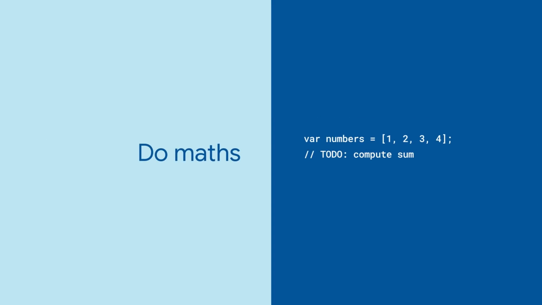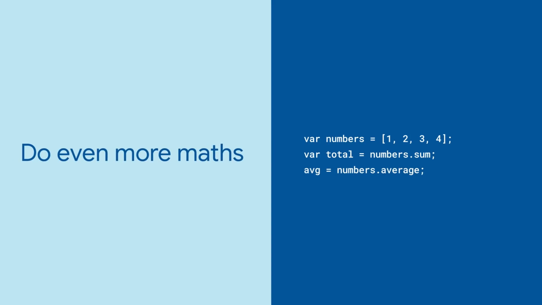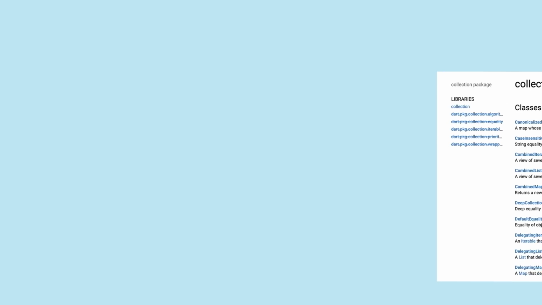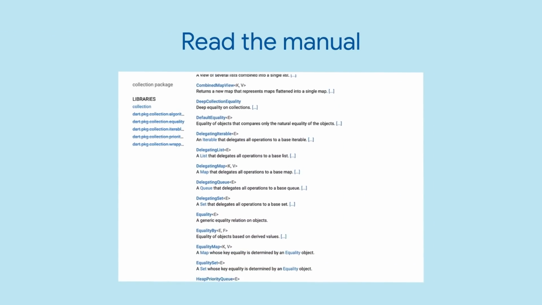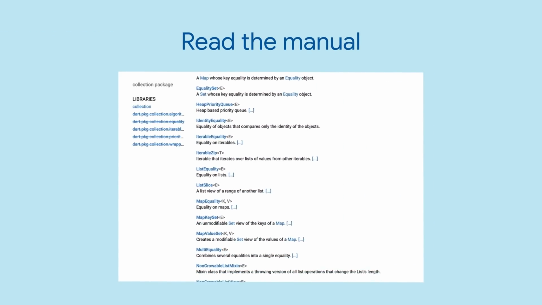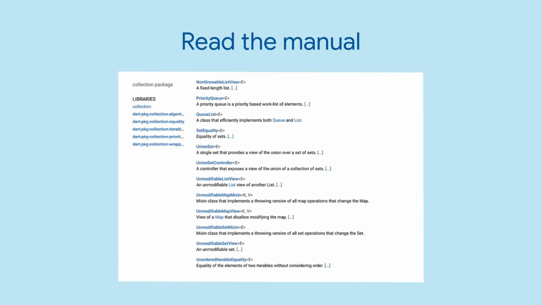Have an iterable of numbers and wish you could get the total sum of them? Package collection gives you an extension that does just that. But how about the average? Yep, it's there. There are dozens of other very useful functions, classes, and extensions in package collection.